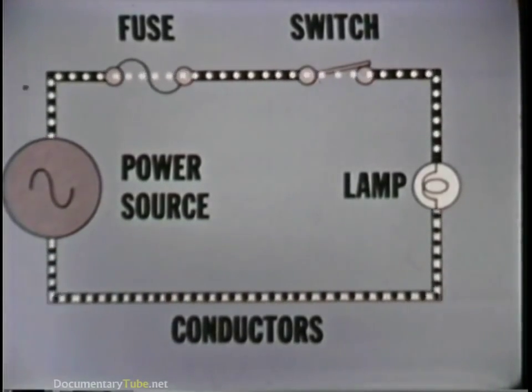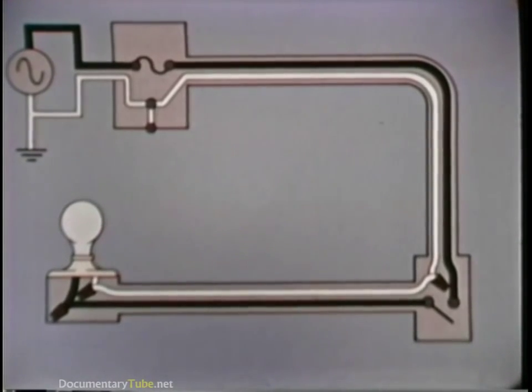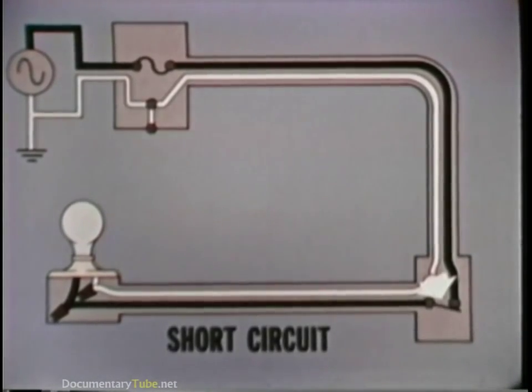Let's take this basic circuit, enclose it properly in protective boxes and conduit, and use it to demonstrate the three most common types of circuit trouble. First, we'll examine a short circuit.